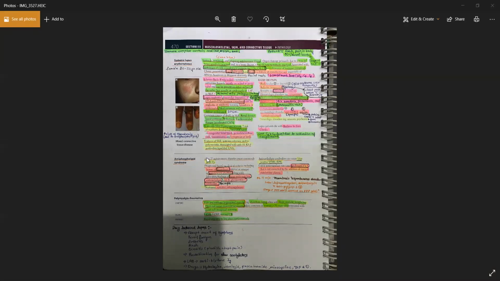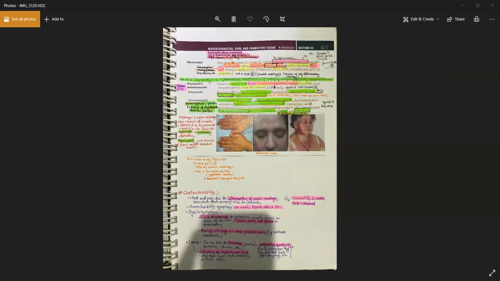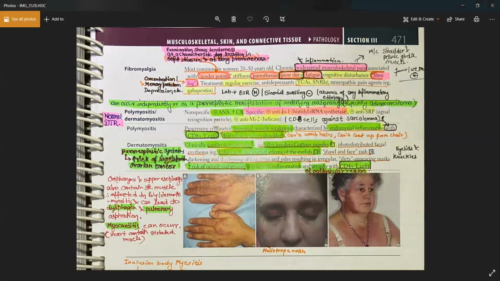So, any more doubt on polymyalgia rheumatica? No, thank you. Okay, so now comes fibromyalgia. This fibromyalgia is most common in women aged 20 to 50 years old. Okay, and the patient will be having a musculoskeletal type of pain.